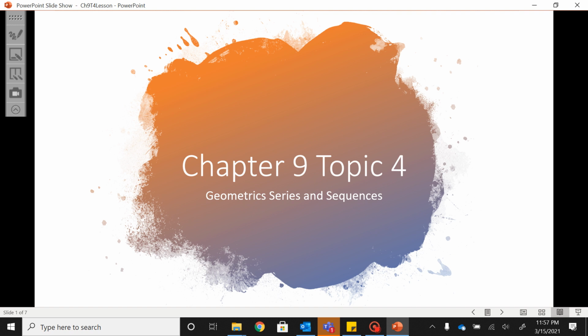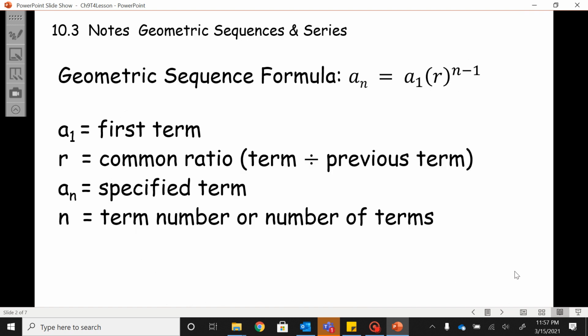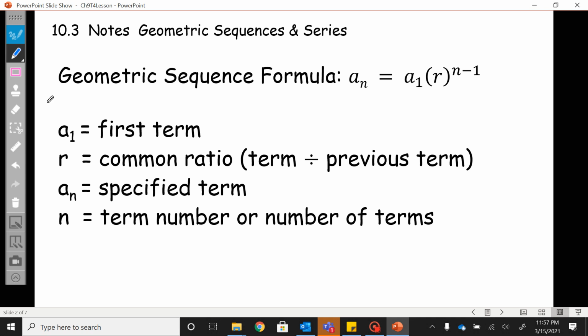Remember, a sequence would just be a list of numbers that are geometric, and a series would be those numbers added together. All right, so a geometric sequence formula. How can you find the nth term of a geometric sequence? Very similar to the arithmetic one, except it's multiplication, and instead of a common difference, it has a ratio. So the nth term is equal to the first term times the common ratio raised to the n minus 1 power.